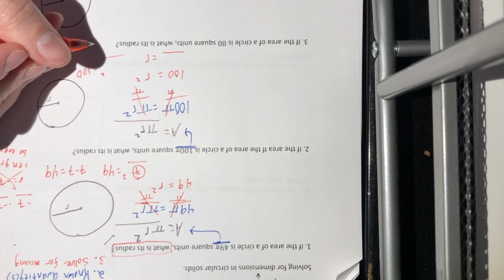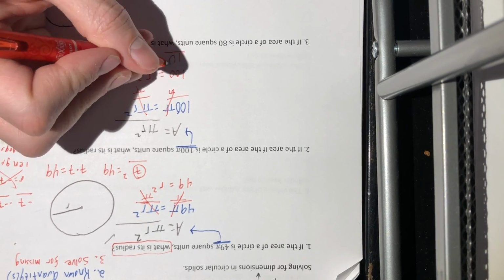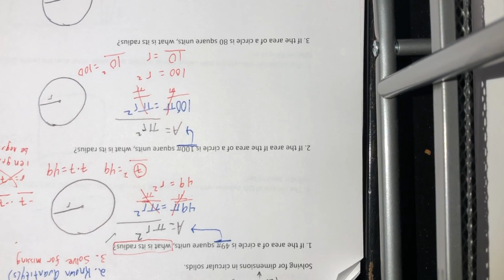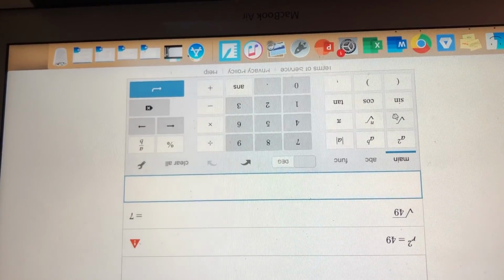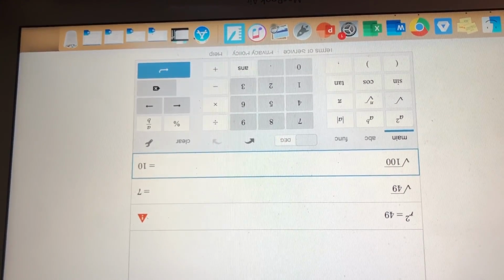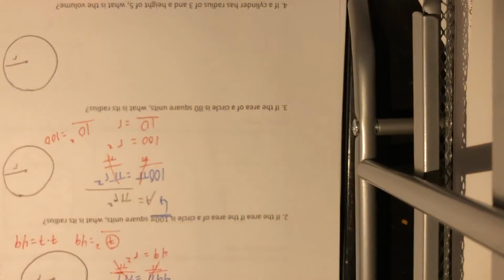Is it 1 times 1, 2 times 2, 3 times 3? No, it's 10 times 10, because 10 squared gets me 100. Again, on my Desmos calculator, I could figure that out by typing in the square root of 100, and I would get 10. All right? So try the next one on your own. I won't walk you through the next circle one, but try that one.